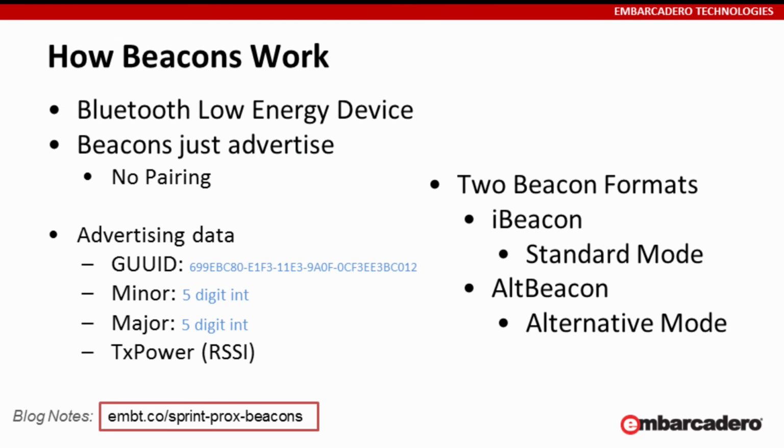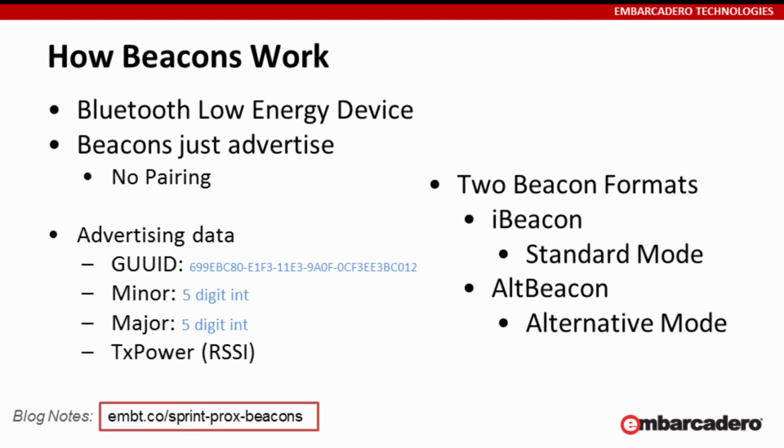Beacons are Bluetooth low energy devices. But unlike most Bluetooth devices, beacons do not pair with other Bluetooth compatible devices. On their own, beacons do not receive or process any data. All beacons do is chirp out data on a timed interval. With each chirp, the beacon will advertise a small amount of data, which consists of a GUID and a minor major value pair, as well as the device's power output.